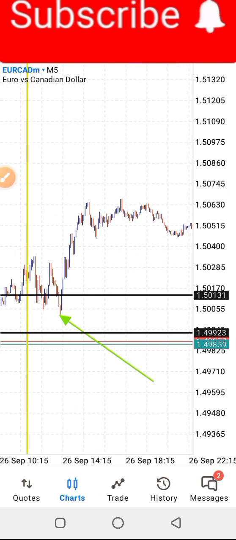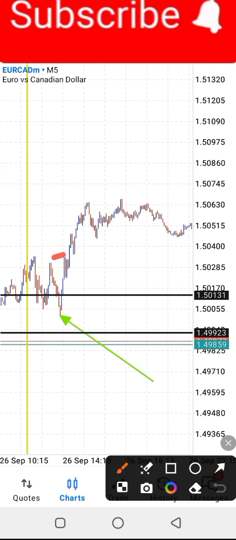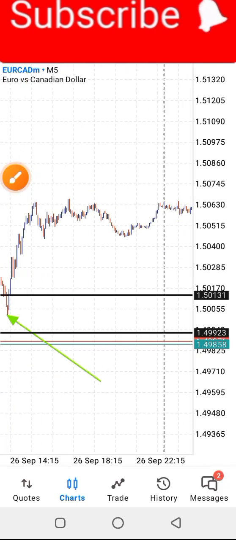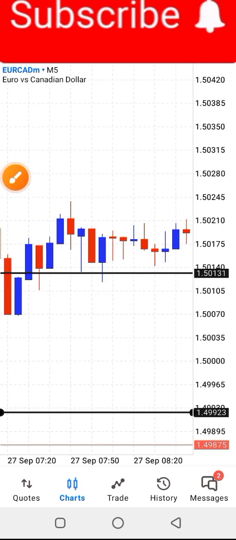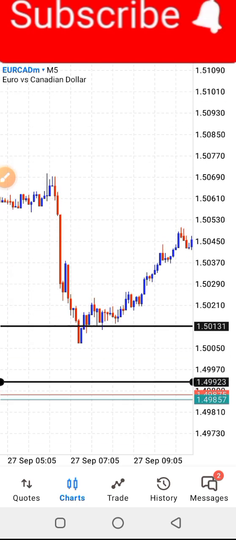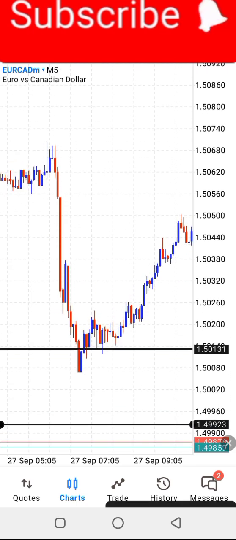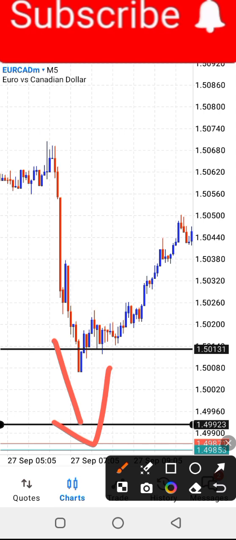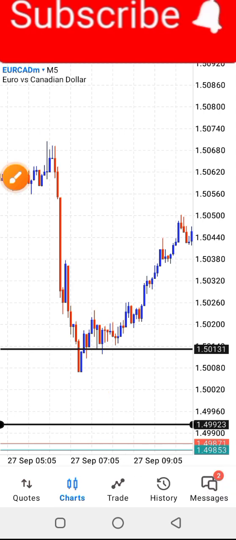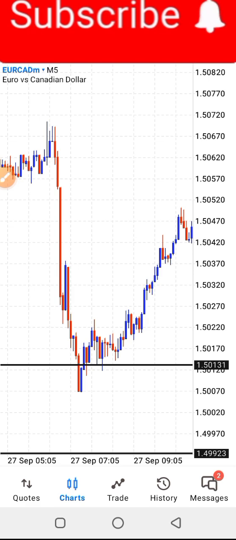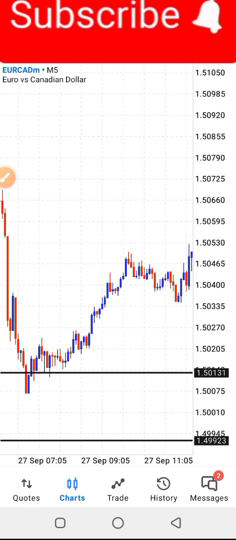This is the vertical line I placed, and this is our entry setup. So we simply wait for price to come back to that level. Now see, price has returned to that level. Instead of entering instantly, we don't know how far down price is going to go. So we want to see a change of character, some kind of confirmation before we enter a buy trade.